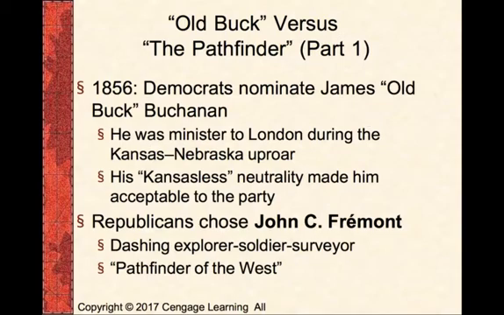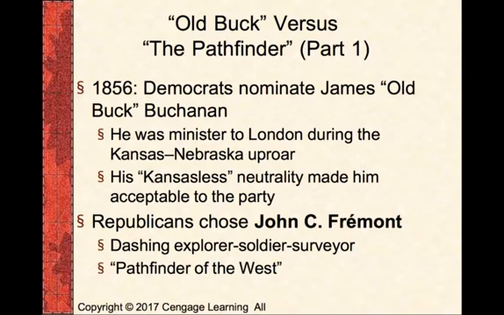So let's talk about an election. In 1856, the Democrats nominate James Buchanan as their presidential candidate. He's not really that impressive of a politician. He was a Pennsylvania lawyer and diplomat. He had been outside of the country during the whole Kansas-Nebraska uproar of 1850, and therefore his name wasn't tainted by being involved in that whole ordeal. His Kansas-less neutrality made him acceptable to the party.